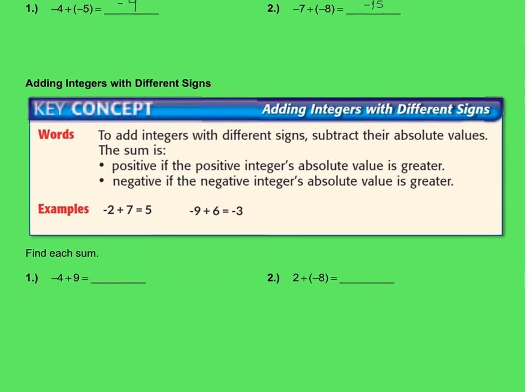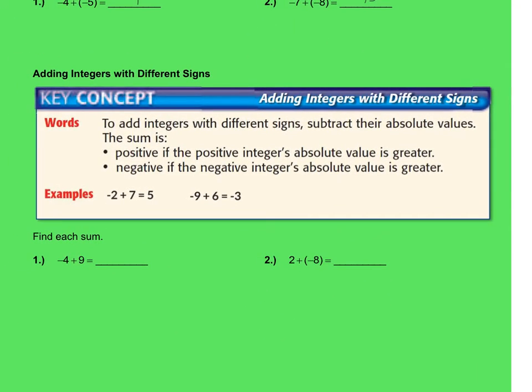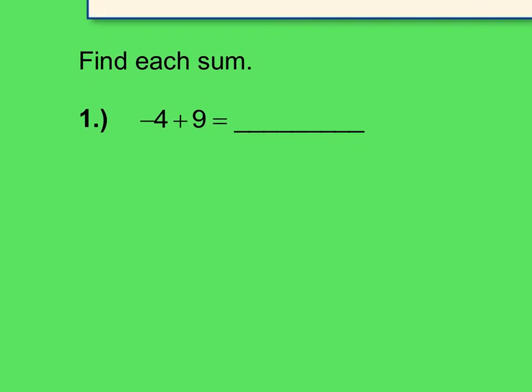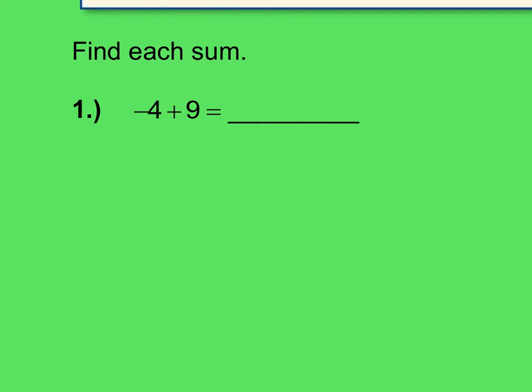Okay, now we have the rules for when they have different signs. To add integers with different signs, subtract their absolute values. The sum is positive if the positive integer's absolute value is greater, negative if the negative integer's absolute value is greater. I think there's an easier way to explain this, and I'll just do it by working out this problem. So I have negative 4 plus 9. These signs are different. So what we're going to do here is 9 minus 4. And 9 minus 4 is 5.